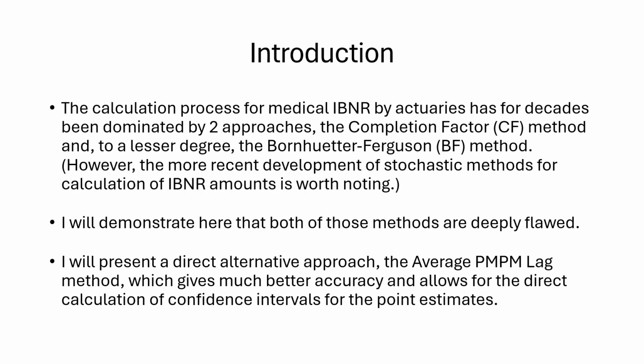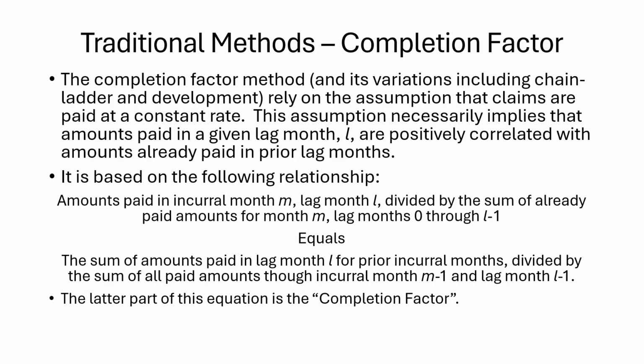The calculation process for medical IBNR by actuaries has for decades been dominated by 2 approaches, the completion factor method and to a lesser degree the Bornhuetter-Ferguson method. I will demonstrate here that both of these methods are deeply flawed. I will present a direct alternative approach, the average PMPM lag method, which gives much better accuracy and allows for the direct calculation of confidence intervals for the point estimates.